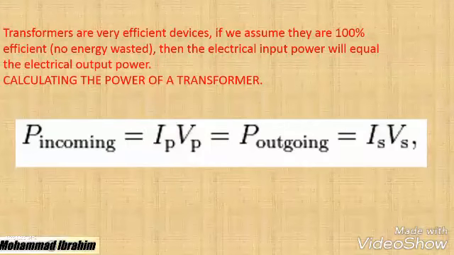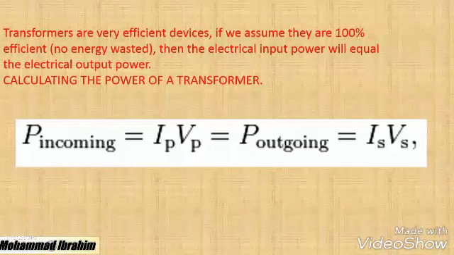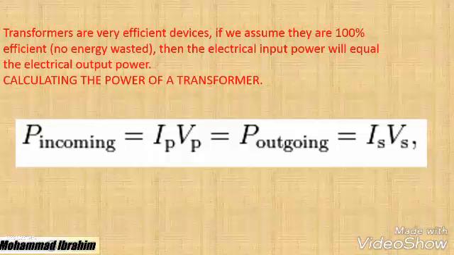Transformers are very efficient devices. If you assume that they are 100% efficient, with no energy wasted, which is impossible because some of the energy can be wasted through heat, and some of the energy cannot be linked in the soft iron core. Okay, let's get to the main point. Then the electrical input power will equal the electrical output power.